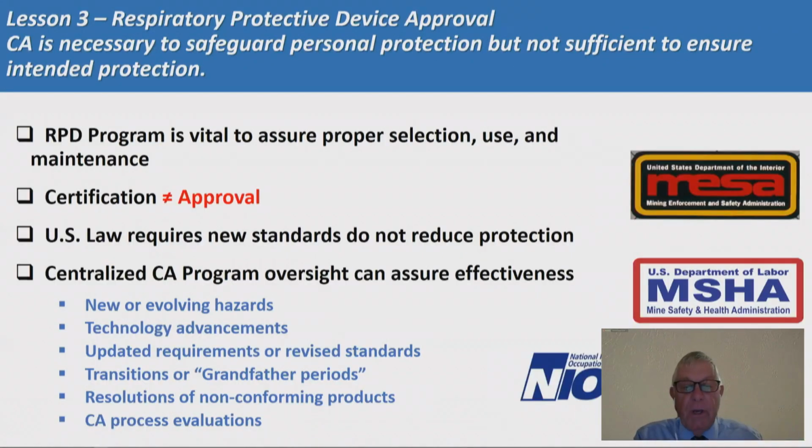So lesson 3: conformity assessment is necessary to safeguard personal protection, but it's not sufficient to ensure intended protection. I'm going to say that again. This is very important. Conformity assessment is necessary to safeguard personal protection, but not sufficient to ensure intended protections. Here are 4 key areas. The first is a respiratory protection program, which is vital to assure proper selection, use, and maintenance.